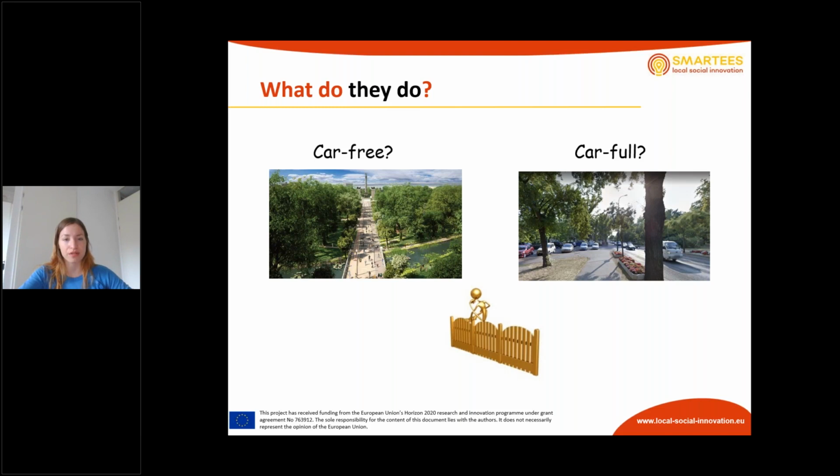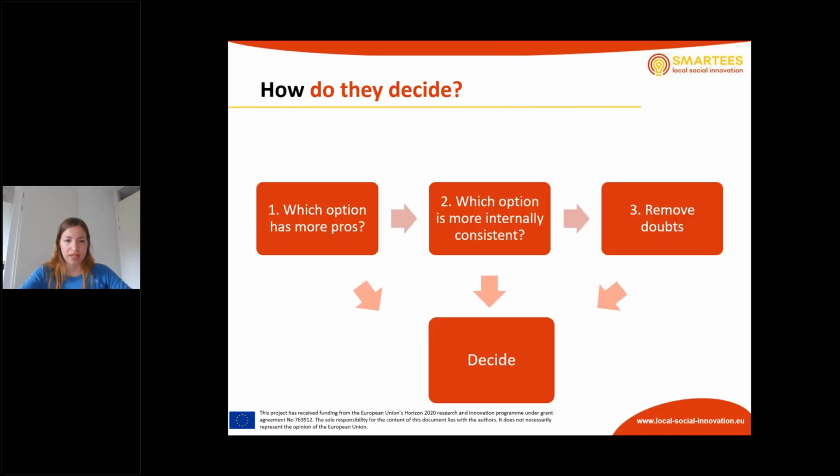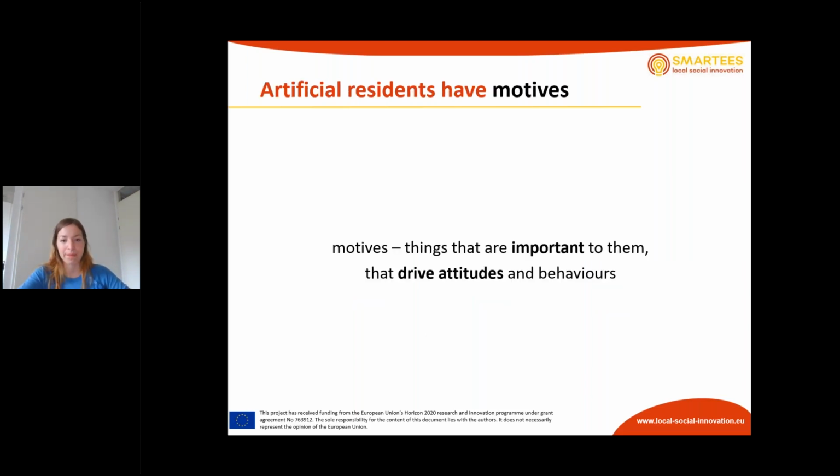This is not always a straightforward answer for everyone, and there are many aspects involved in how people make these decisions. So how do they decide? Well, they have to ask themselves, which option has more pros for me? And how confident am I that this final decision will also be to my benefit? And then they have to remove all the doubts before they decide what it will be.